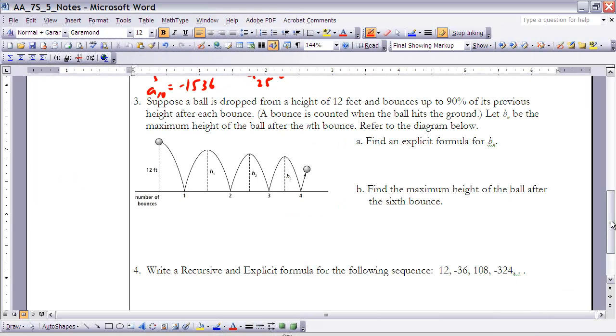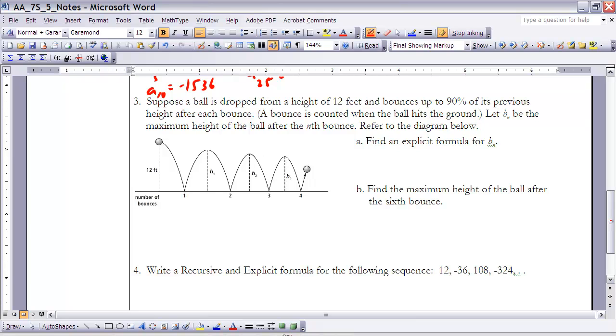Alright, so let's take a look at example 3 here. It says, suppose a ball is dropped from a height of 12 feet and bounces up to 90% of its previous height after each bounce. A bounce is counted when the ball hits the ground. Let H sub n be the maximum height of the ball after the nth bounce. Refer to the diagram below. Find the explicit formula for H sub n.